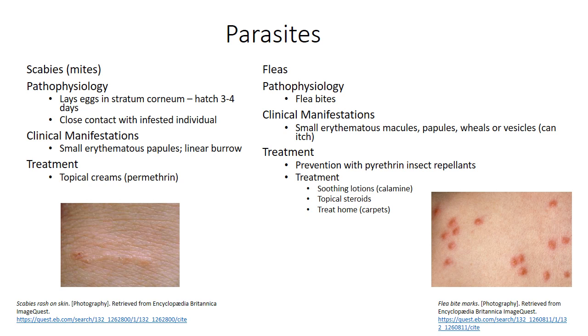Fleas are another type of parasite whose bite causes reactions on the skin. They can appear as red macules, papules, wheals, or vesicles. They all lead to pruritus, though. They're really itchy. Fleas can multiply, turning into an infestation.